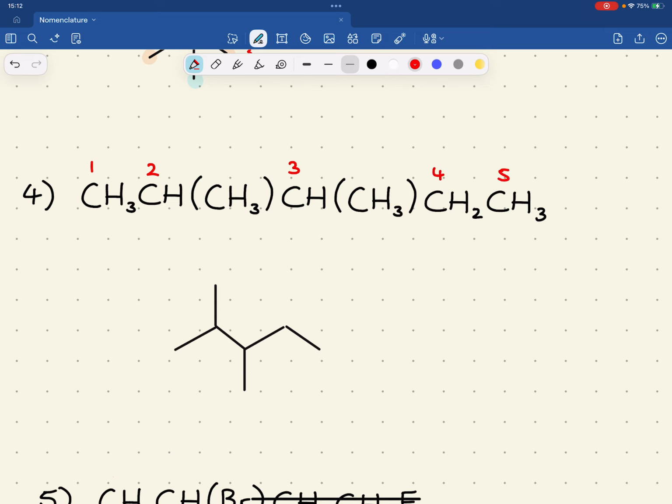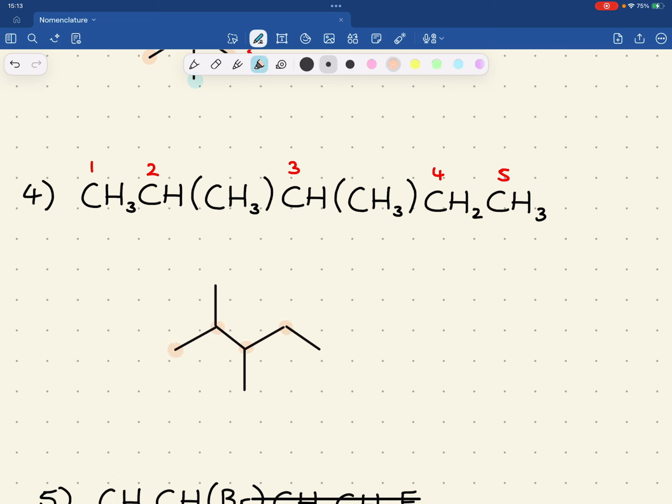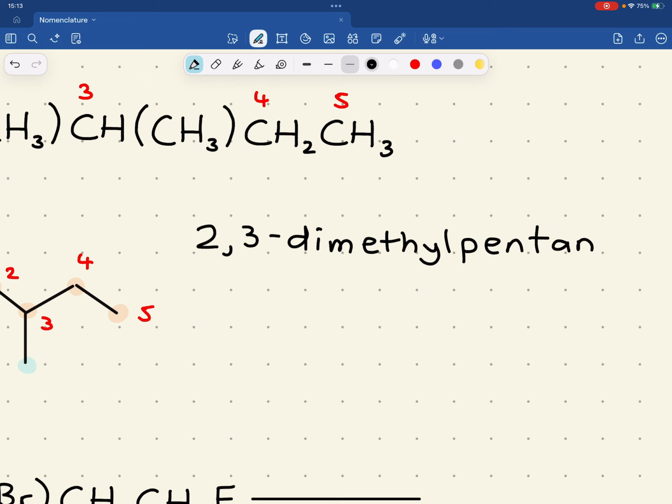And remember that these methyl groups are the side chains. They're not part of the longest chain. So 1, 2, 3, 4, 5, and the methyl groups here in blue are coming off carbons 2 and 3. So we'd say 2,3-dimethyl, and 5 in the longest chain, so it's pentane.